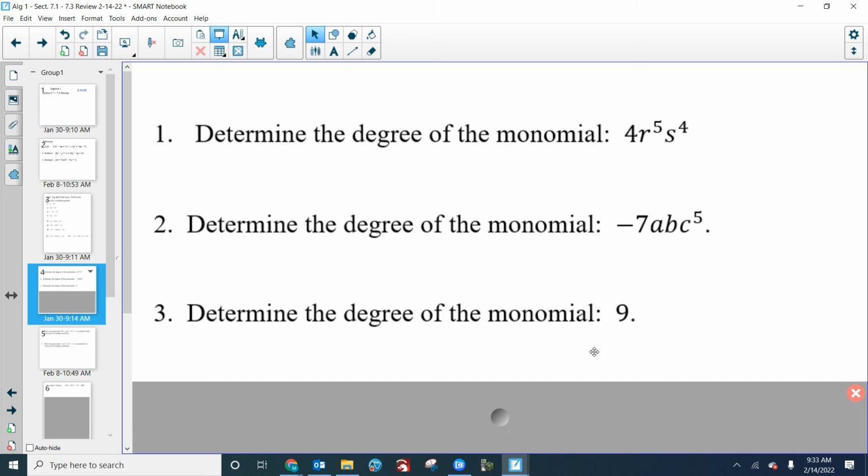Okay. Remember, terms are separated by plus or minus. If there's no plus or minus, that means it's one term, right? You add up the exponents. You might want to write that there. Add up the exponents to get the degree. What's the degree of the first term, my friends?